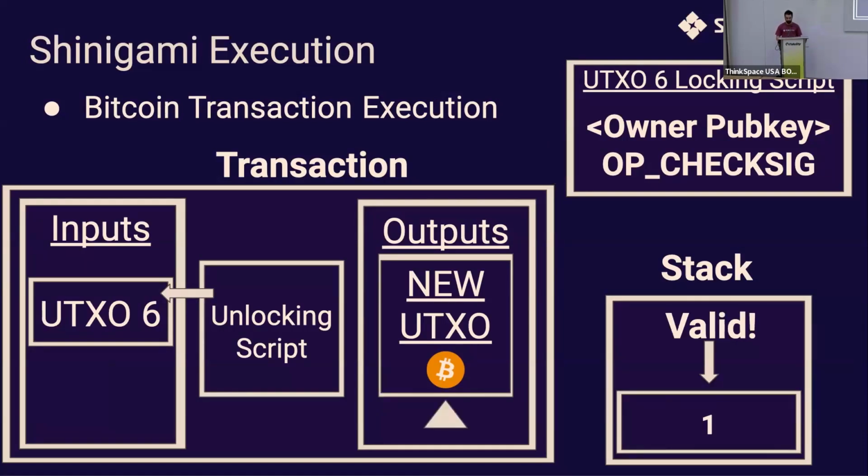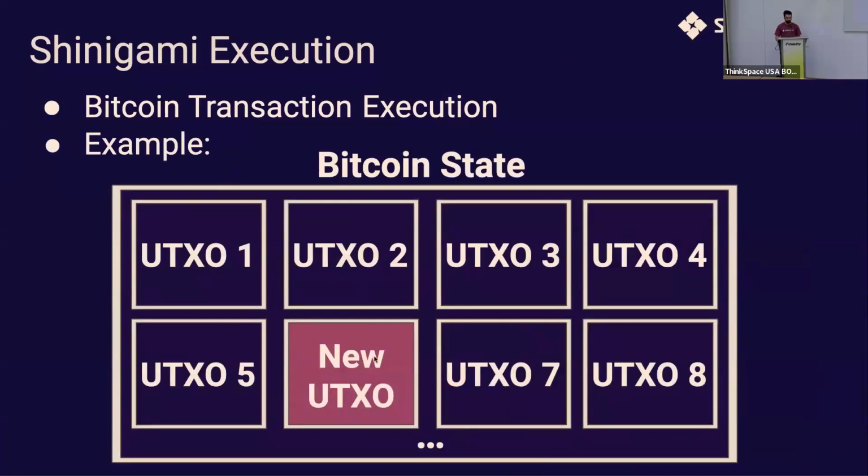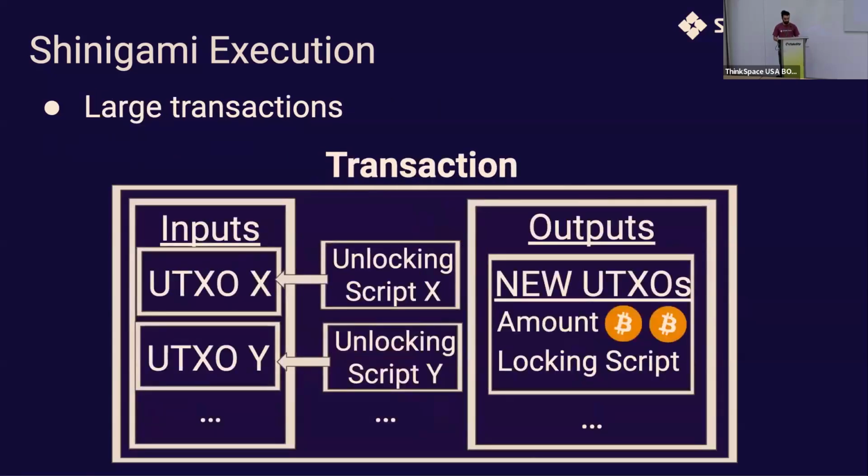And like I said at the beginning, since there's a 1 on the stack at the end of the script execution, we know that this transaction is valid. So this new UTXO can go into the state, and the old UTXO6 will be removed from the state because it was spent. And this new UTXO will be linked to whoever you sent the money to.